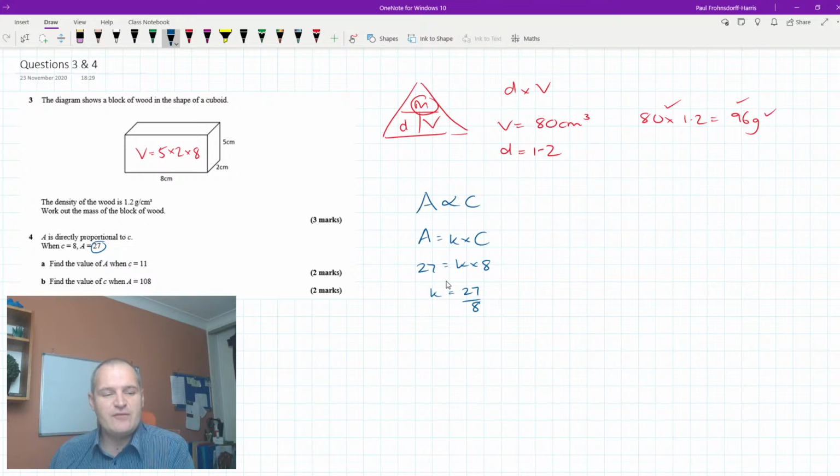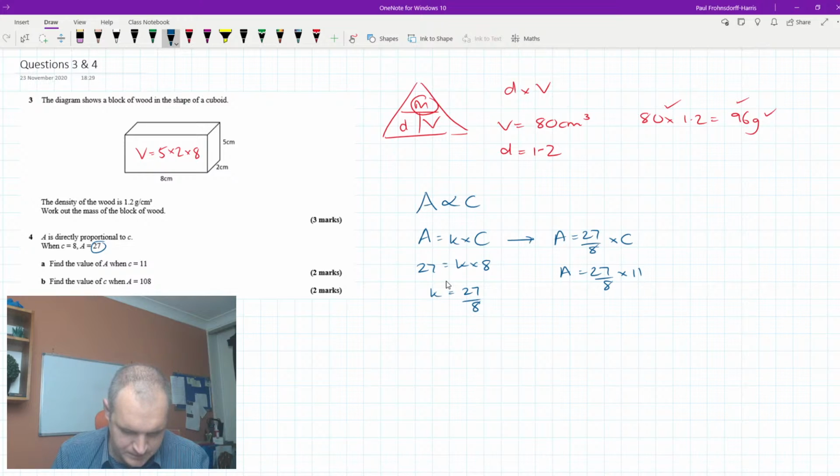Okay, so it then says find the value of A when C is 11. Because what I can do is immediately rewrite this as A equals 27 over 8 times C. So what I'm now going to do is say when C is 11, A equals 27 over 8 times 11. And I'm going to immediately put that into my calculator. 27 over 8 times 11 is going to be 37.125.